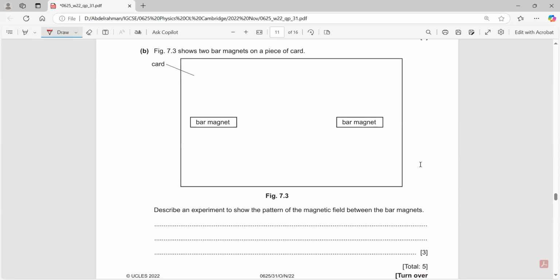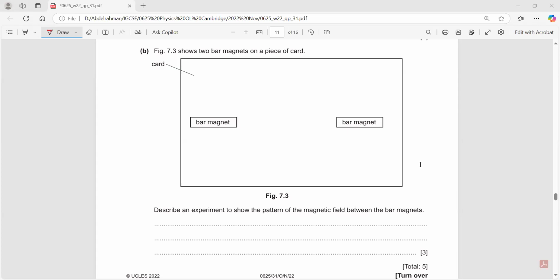Can they be attracted? They can be attracted. Can they be repelled? They can be repelled. But the question is, he didn't state which poles we have. He's asking to find the actual field lines. Yes, use a compass. Using a compass, what should we do?